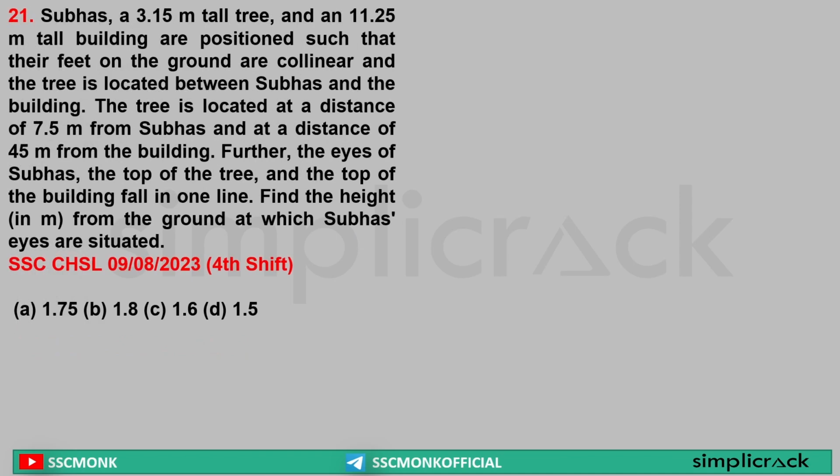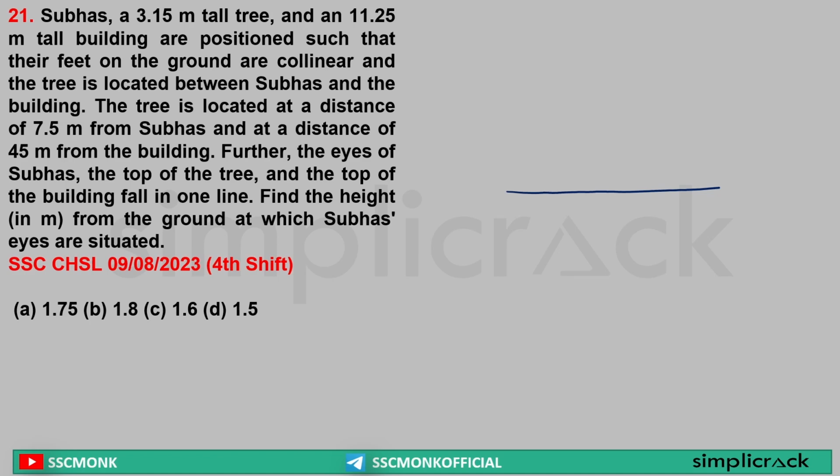Next. A 3.15 meter tall tree and an 11.25 meter tall building are positioned in such a way that their feet on the ground are collinear. Collinear means they are on the same level, and the tree is located between Subhas and the building. Not an issue. The tree is located at a distance of 7.5 meter from Subhas and a distance of 45 meter from the building. Not an issue.